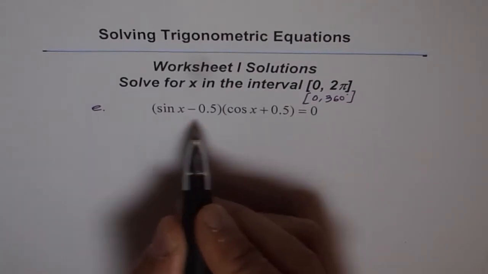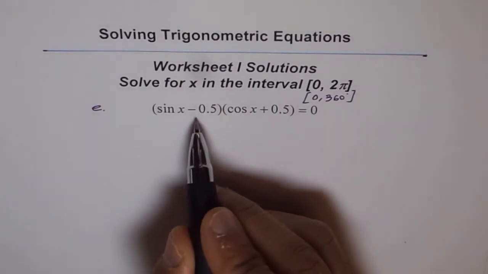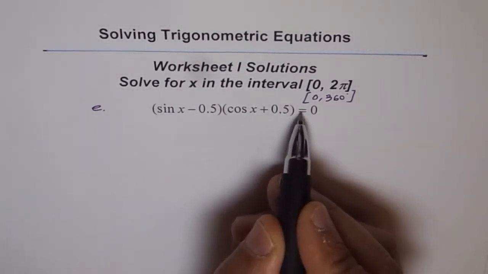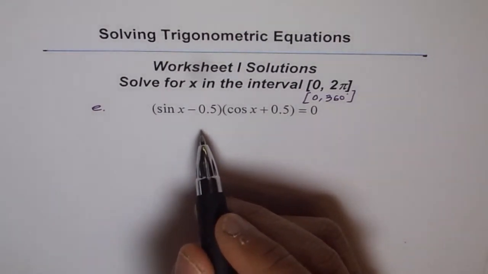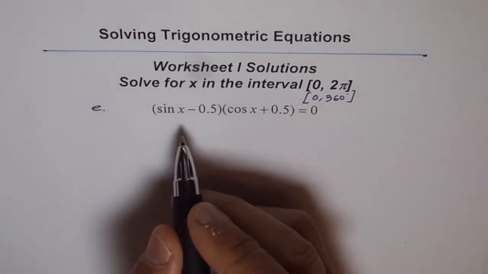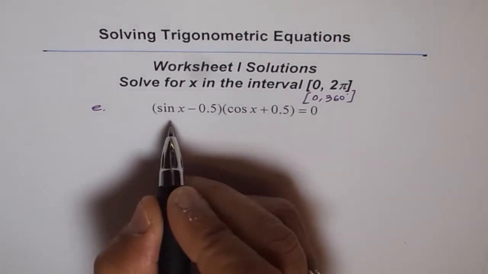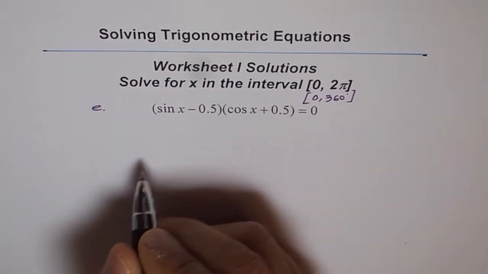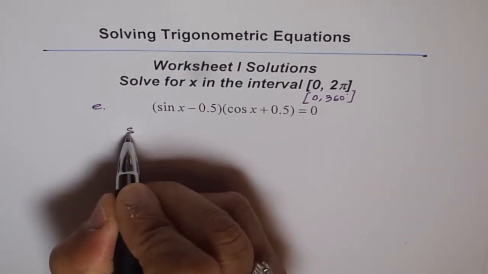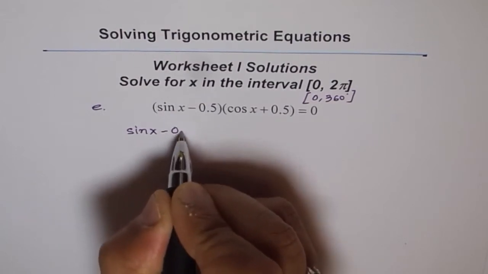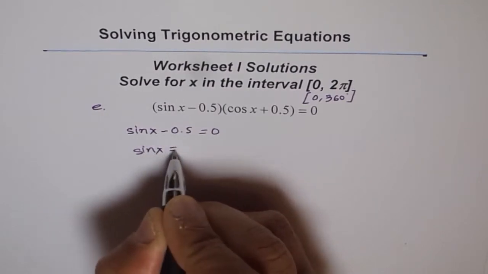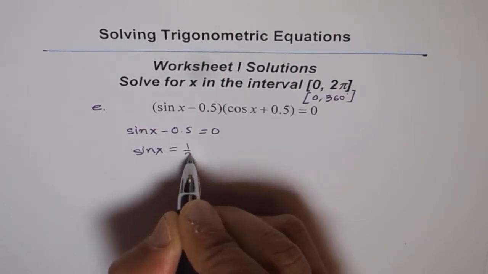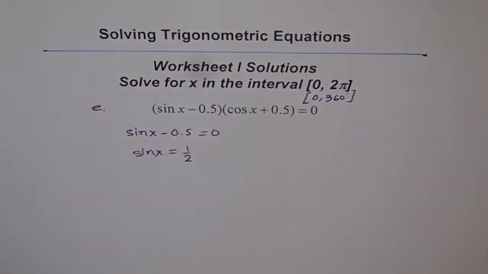Now from this factored form, these are the two factors, and when they multiply we get 0. That means either one of them could be 0, and both could be 0. So those are the possible solutions. Let's figure out the solution for this particular equation. We can equate sin x minus 0.5 to 0, and then we get sin x equals 0.5, which is half. It's better to write half here, since with special triangles we get fractions.